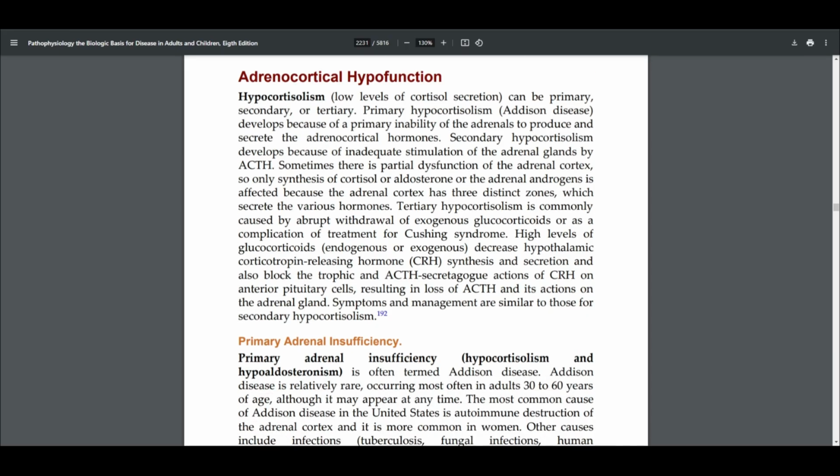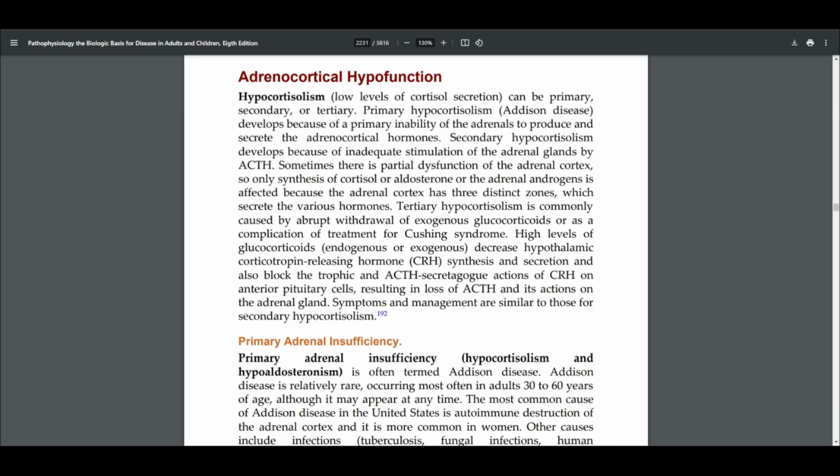Adrenocortical hypofunction, or hypocortisolism, meaning low levels of cortisol secretion, can be primary, secondary, or tertiary. Primary, or Addison's disease, develops because of the primary inability of the adrenals to produce and secrete the adrenocortical hormones. Secondary hypocortisolism develops because of inadequate stimulation of the adrenal glands by ACTH.